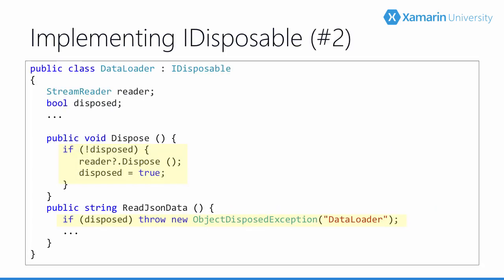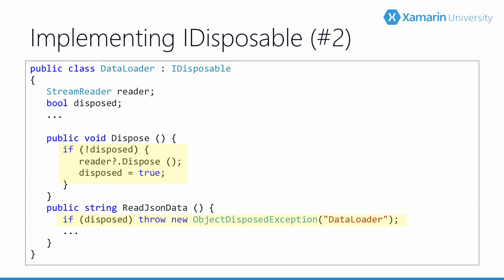So let's revisit our implementation of IDisposable. Here we've got our DataLoader. Remember, it has a StreamReader. We're now going to track whether or not we've disposed this object. So notice in our Dispose method, we look at a Boolean flag and say, if we've not been disposed yet, then let's go ahead and dispose the StreamReader.